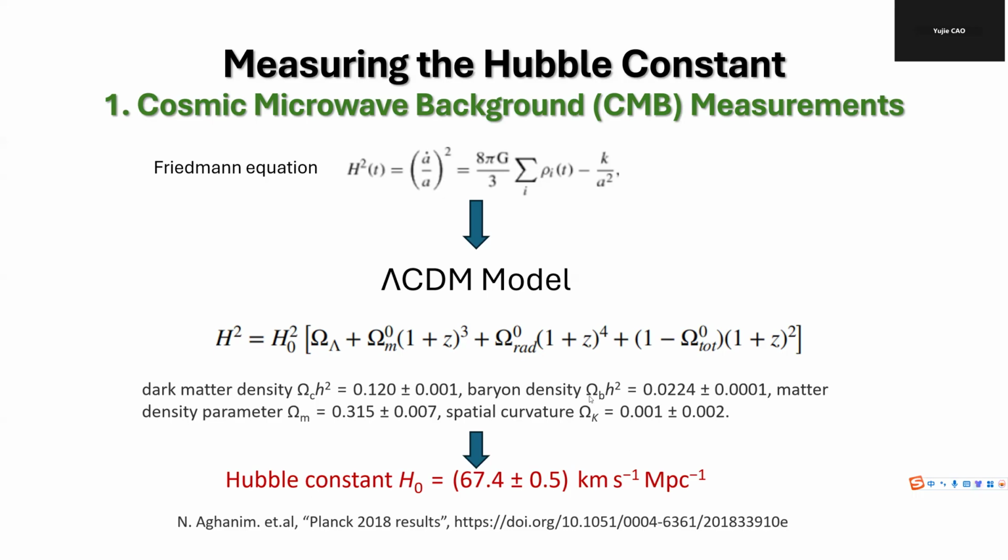By analyzing this radiation, scientists can infer the Hubble constant using the standard cosmological model known as the Lambda cold dark matter model. Using dark matter density, baryon density, and matter density, the Planck satellite, which provided detailed measurements of the CMB, estimates the Hubble constant to be 67.4 kilometers per second per Mpc.